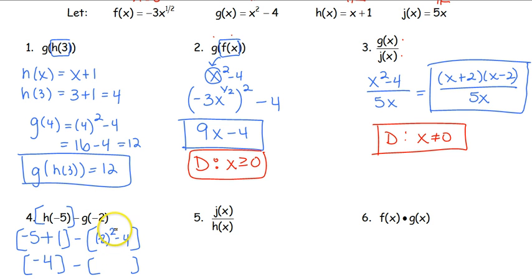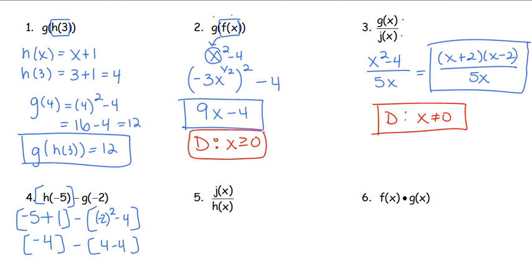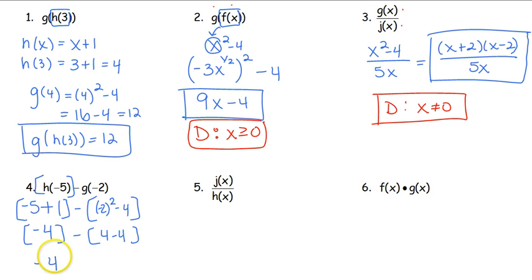So we've got a negative 2 squared, which is going to become 4 minus 4. And 4 minus 4 is just 0. So it's negative 4 minus 0, giving us negative 4 as our final answer.